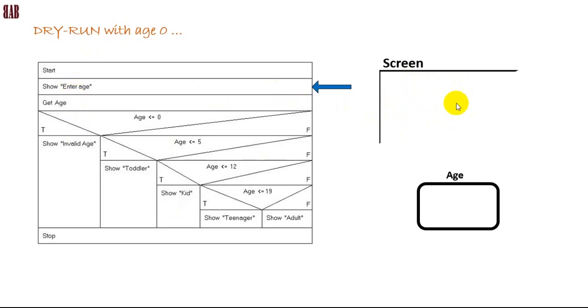Then you go here, show enter age. The enter age message comes up, and then it's waiting for age. This time we are going to enter 0 and press enter. That will be accepted by the variable age, so it becomes 0. Now after accepting that, we are here.